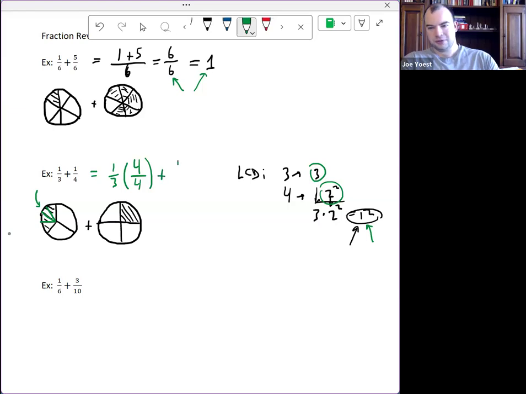I do the same thing with 1/4. What do I need to multiply 1/4 by to get a denominator of 12? I need to multiply the 4 by 3. And then because I want to maintain the same size, the same amount of pizza, I multiply by the same number in the numerator. So I'm slicing this 1 piece, cutting it 2 more times, making it into 3 pieces where it was previously 1.